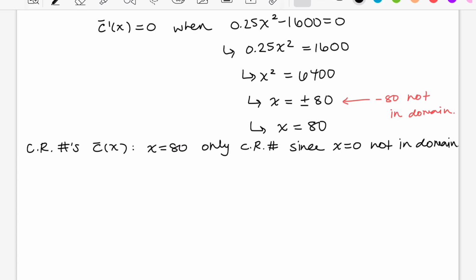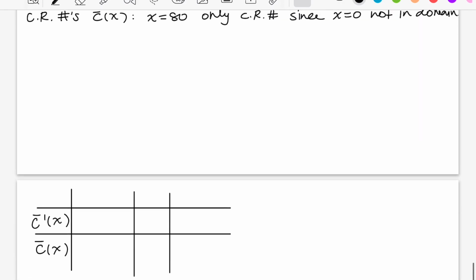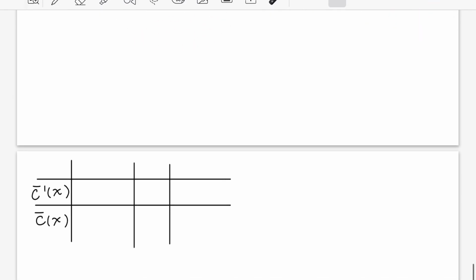Okay, so now we'll construct a sign chart. So our domain is going to be broken up into the following intervals based off of our partition number.